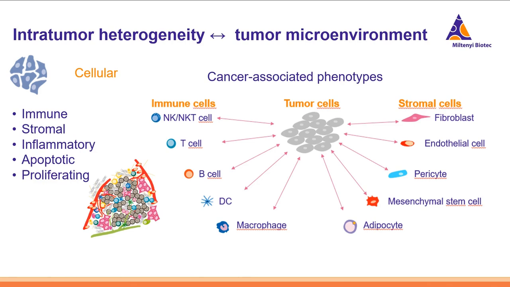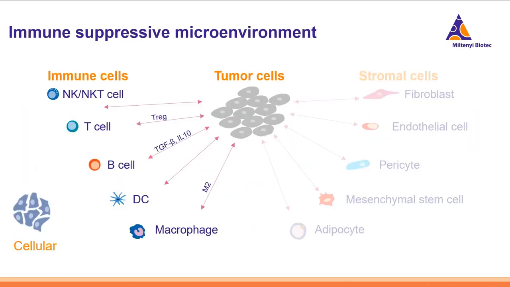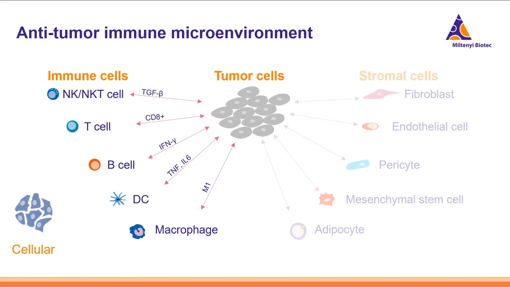have a double action. In fact, some immune cells can be recruited by the cancer cells to help the cancer grow, and this is particularly true in cells that have immune suppressive actions like T-reg cells or M2 macrophages. However, immune cells can also infiltrate the tumor in order to fight against it, and this is particularly true in the case of CD8 positive T cells and M1 macrophages.